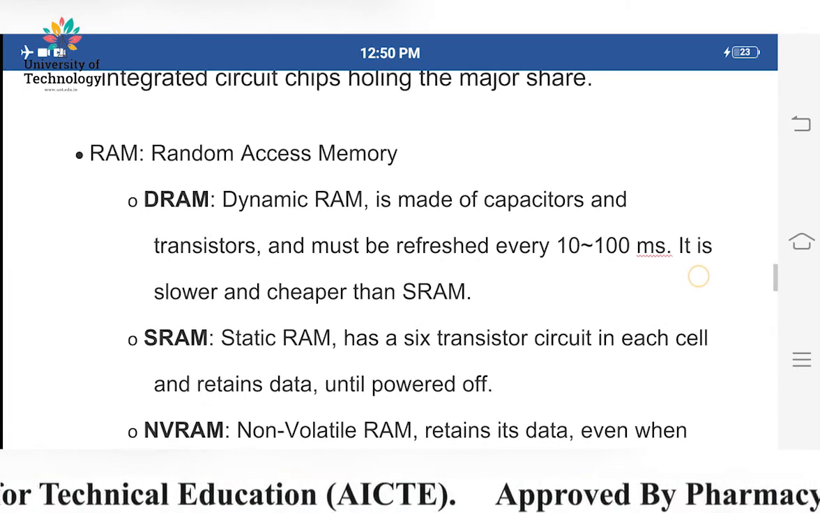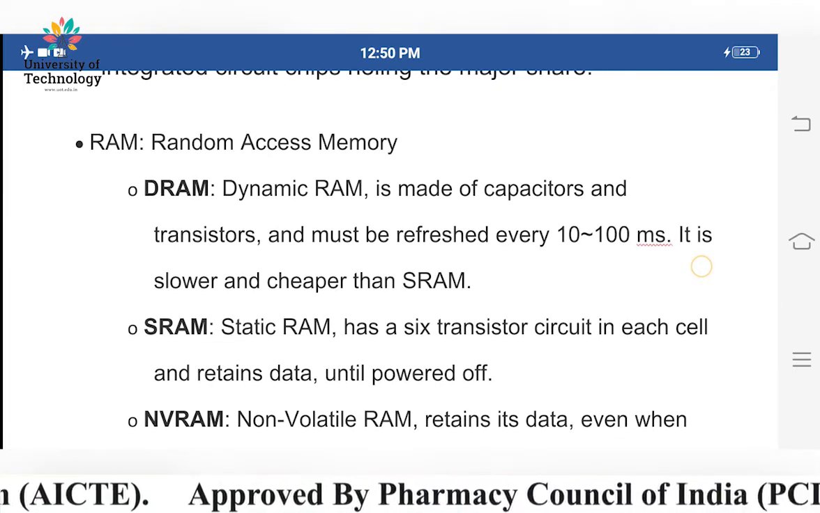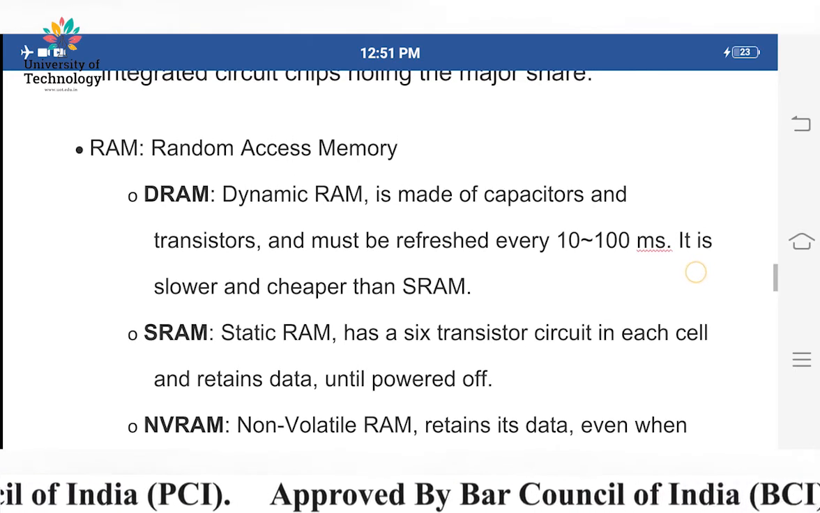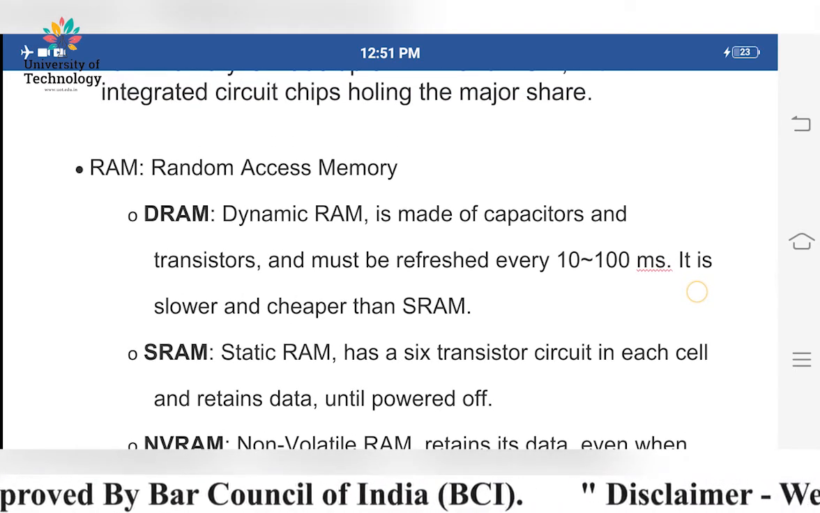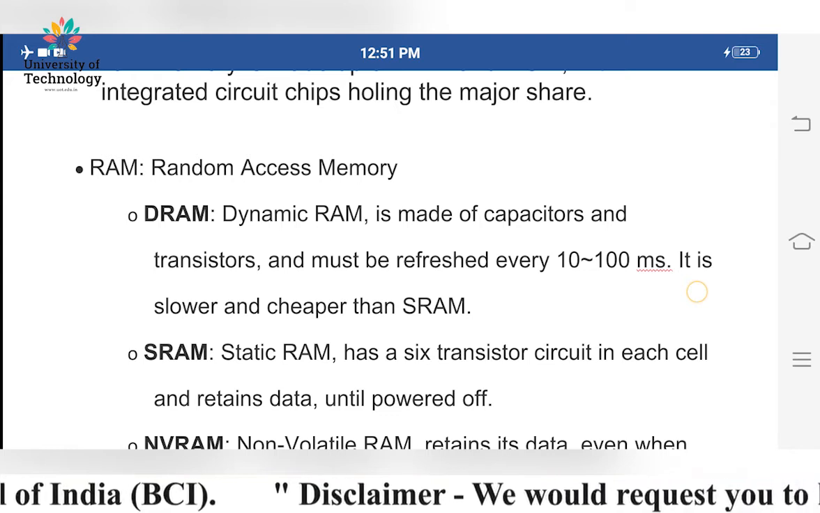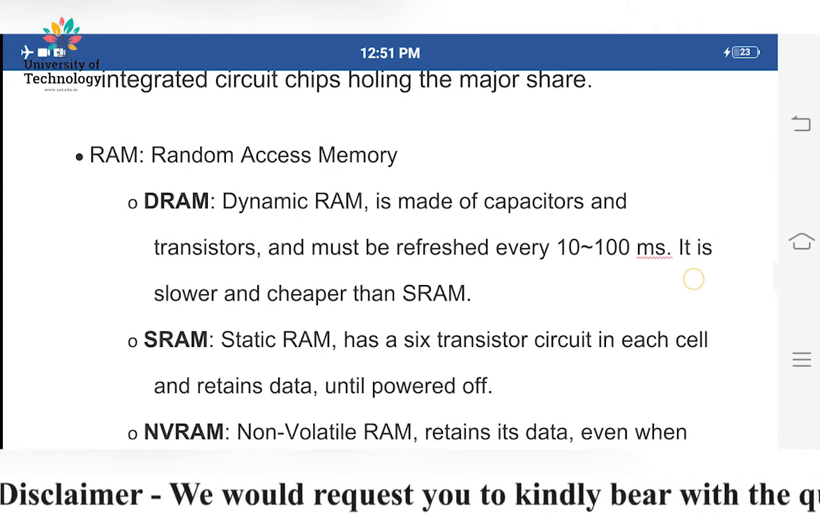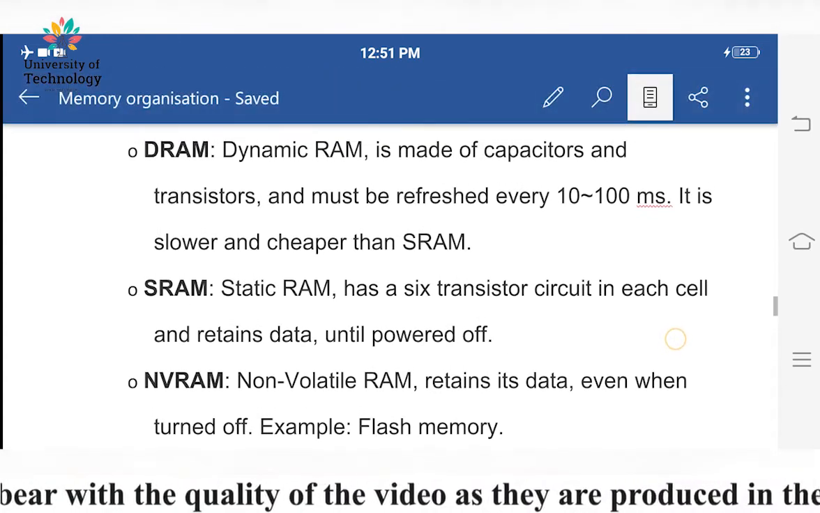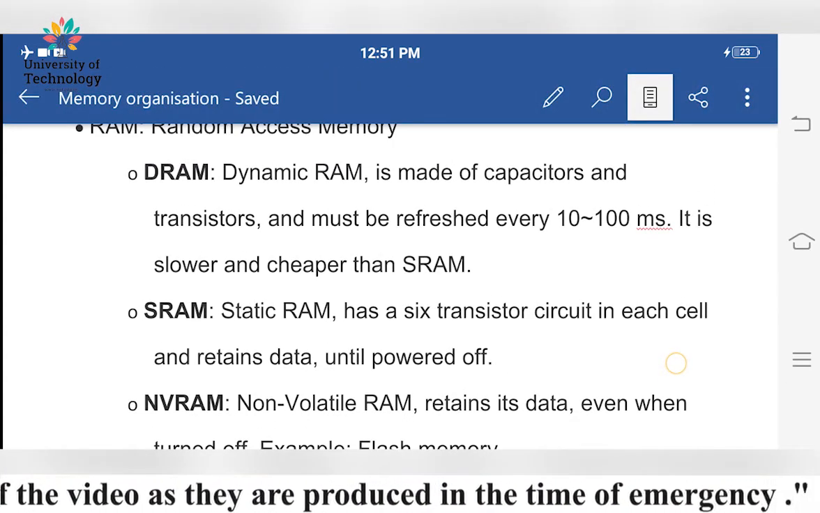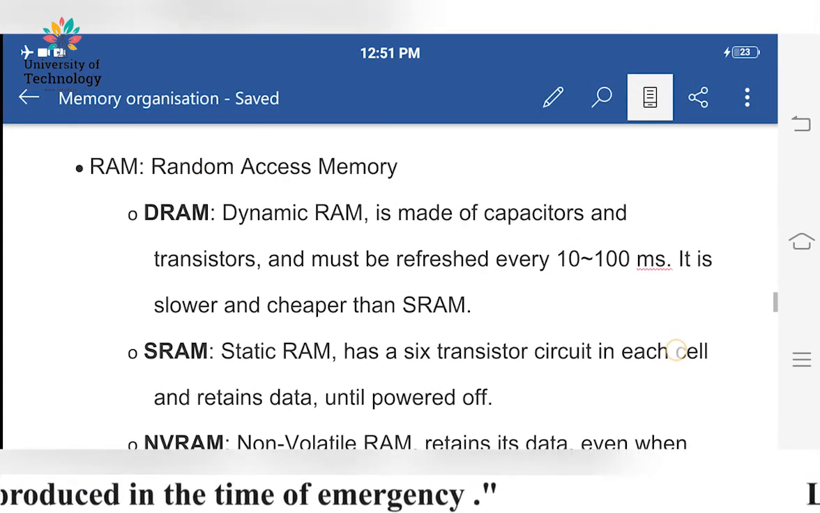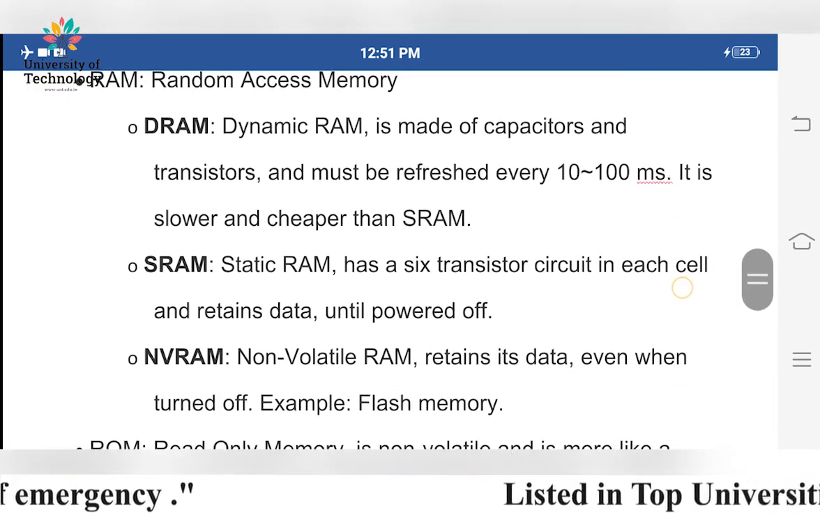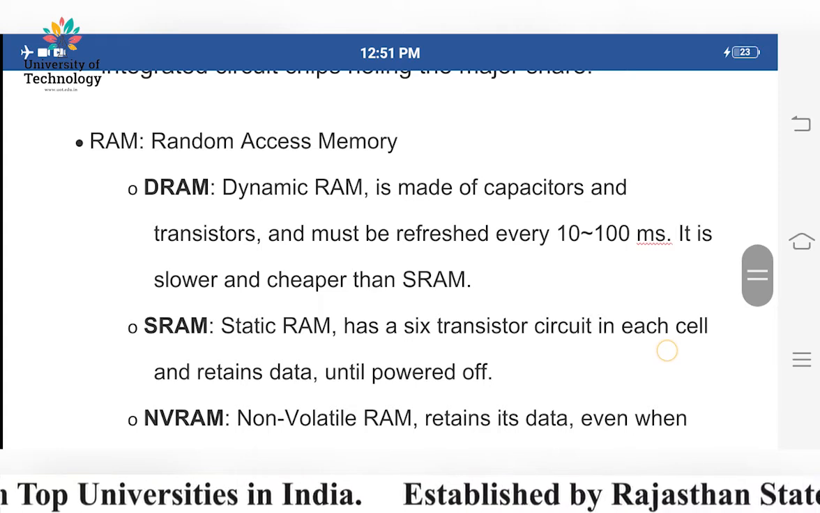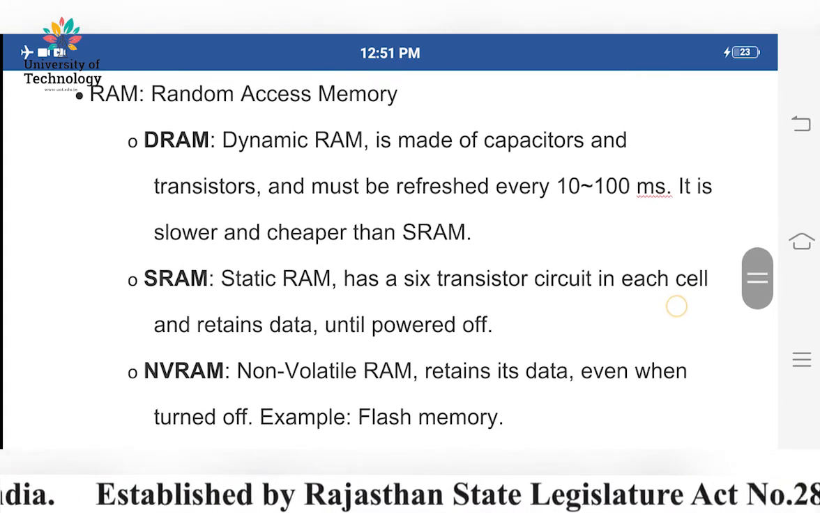Now we'll understand what RAM and ROM are, and the various types of RAM. R stands for random, A stands for access, and M stands for memory, so RAM stands for random access memory. We can classify RAM into three types: dynamic RAM, static RAM, and non-volatile RAM. Now we'll understand each of them.